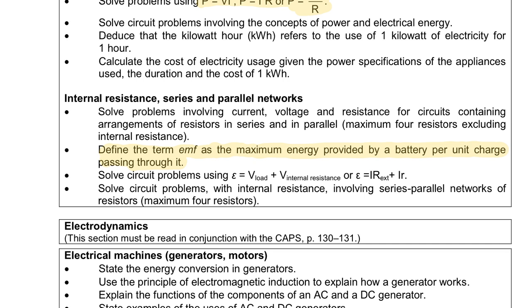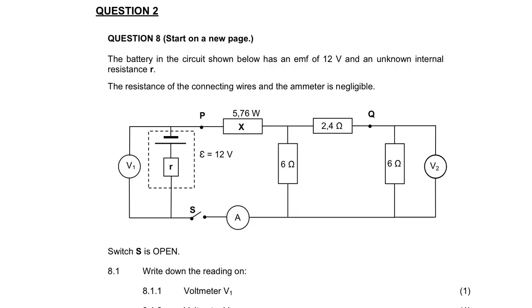So with having covered that, let's now move on to how we can do circuit analysis problems from past matric level NSC exam papers. So let's consider this question. The battery in the circuit below has an EMF of 12 volts, and an unknown internal resistance R.